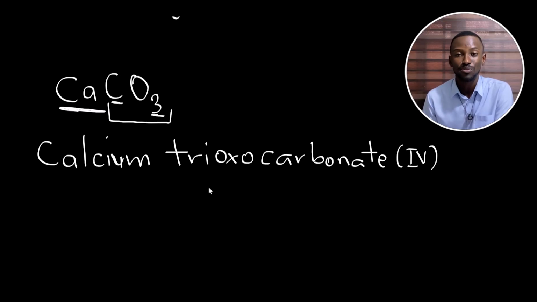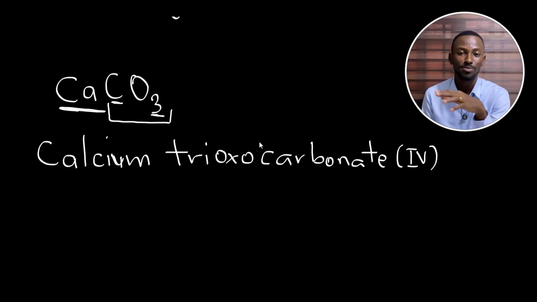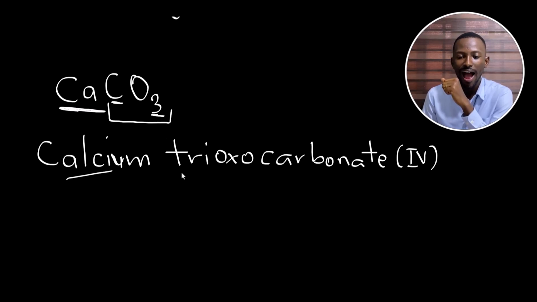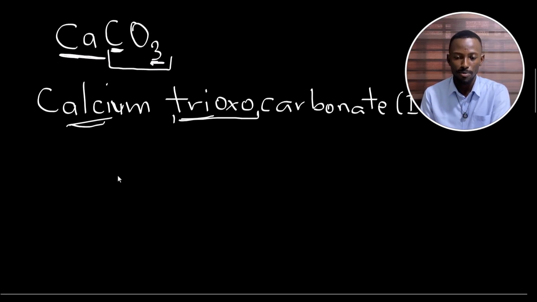I brought this up so that you know that in our next lessons, we'll be looking at how to name these compounds this way. But let me give you some brief explanation. Calcium is from this. Then the tri is from the fact that there are 3 oxygens here. So you have calcium trioxo: 3 oxygens, carbonate because of the presence of carbon. And why do you write carbonate IV? Well, remember carbonate is CO3 2 minus.